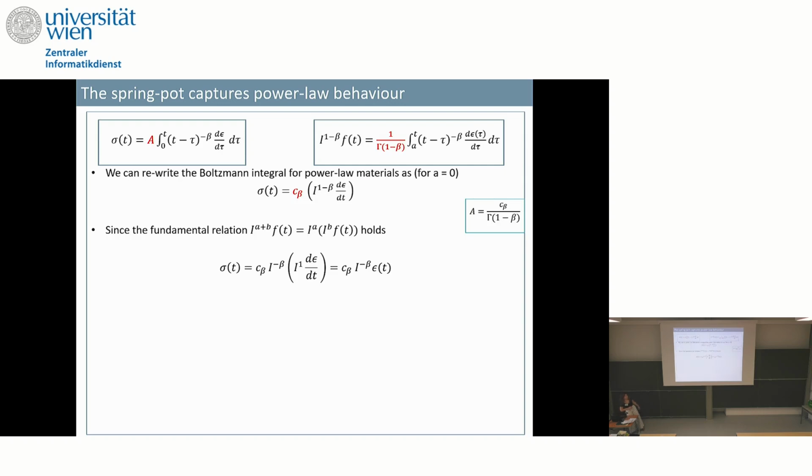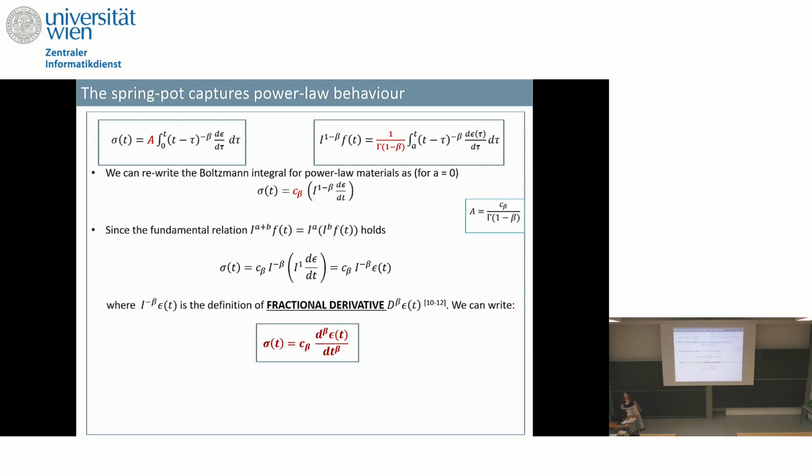And then we have the fundamental relationship: the integral of a derivative is the function itself. So what we are left with is C beta, which is a constant, times the integral of order minus beta of epsilon of t. The integral of order minus beta is what mathematicians call the fractional derivative. So we can rewrite that sigma is the constant C beta times the fractional derivative.